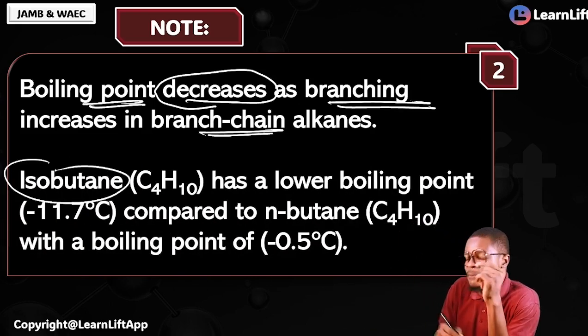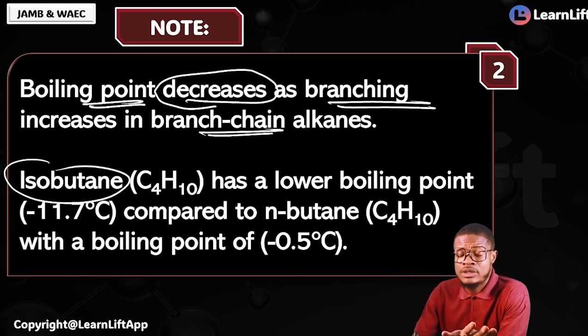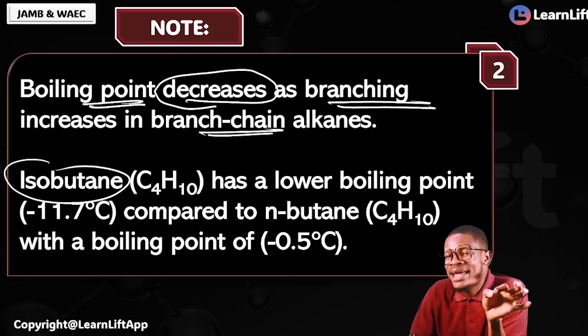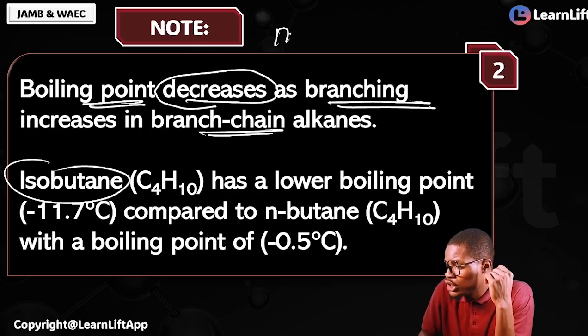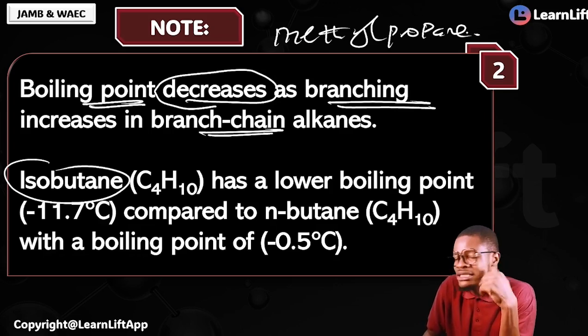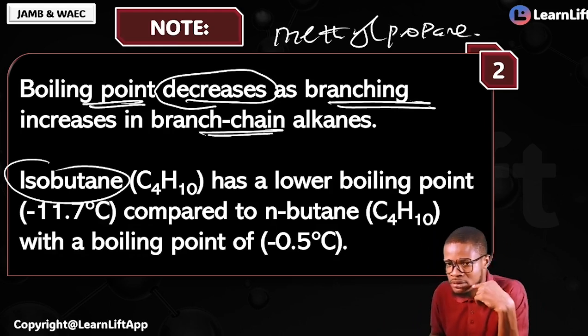If you get that very fast, don't forget this. Isobutane is a cardinal example. Which one is isobutane? Don't worry, we'll get to naming of organic compounds shortly. I'll teach you all of these things so that you know them to the core. Isobutane is also called methylpropane. Don't confuse yourself. Methylpropane is an isomer of butane.